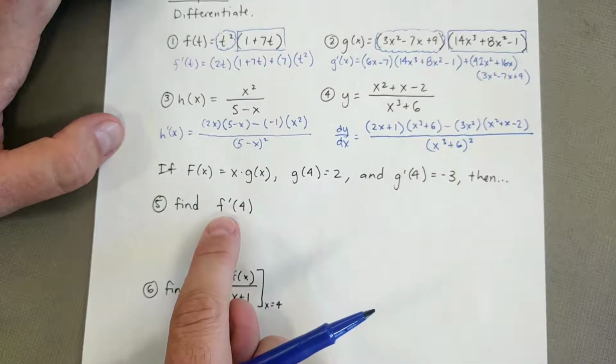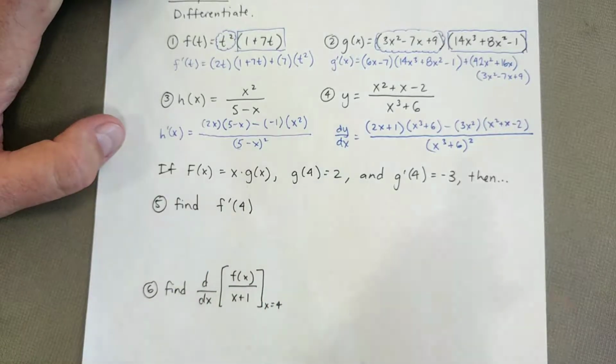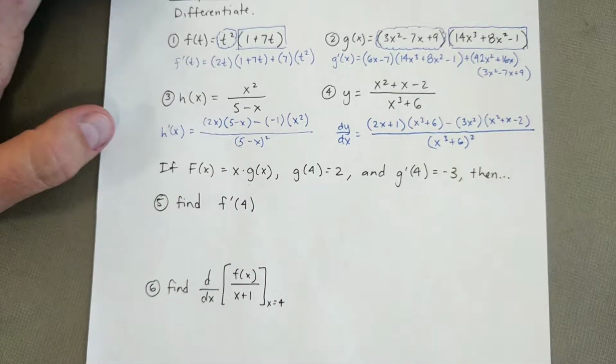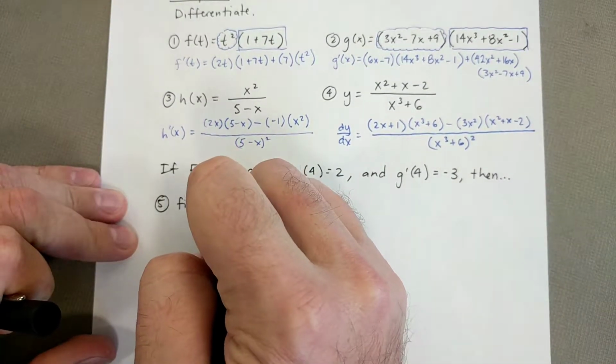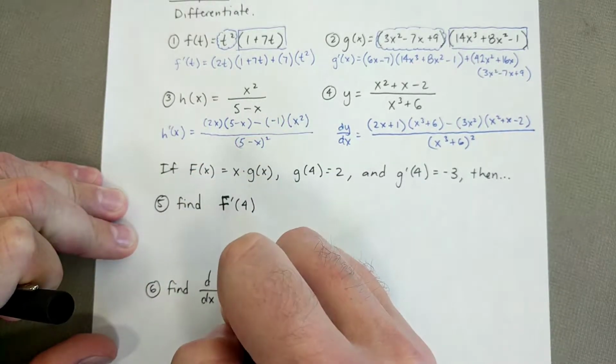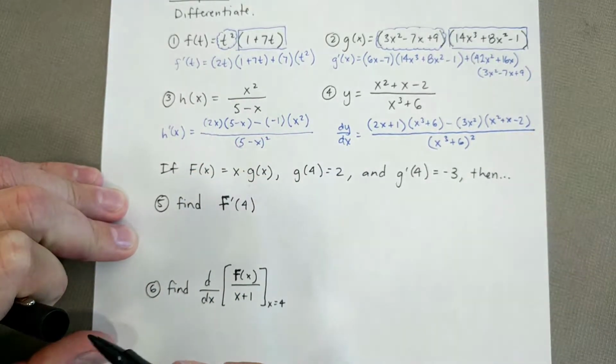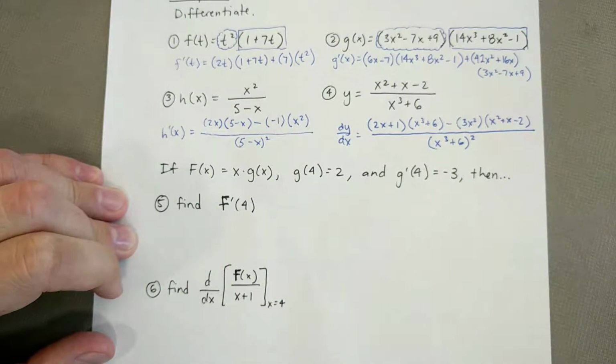So we're going to find f prime of 4. The first thing I'm going to think about, oh, that's a mislabel there. That should be capital F, and that should be a capital F. If you were wondering what is little f, that's a good question.